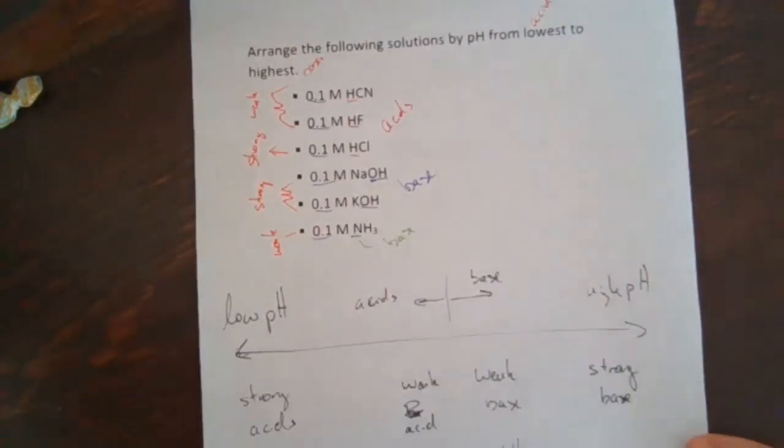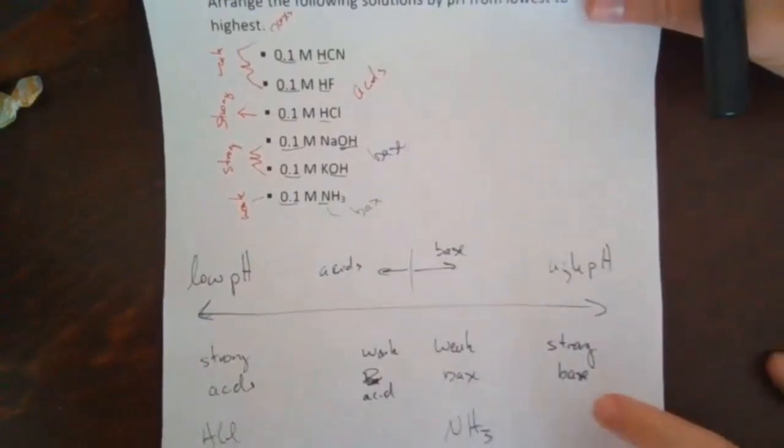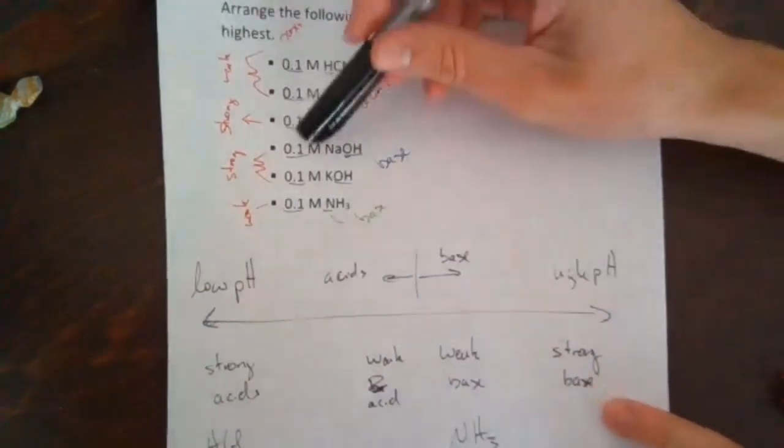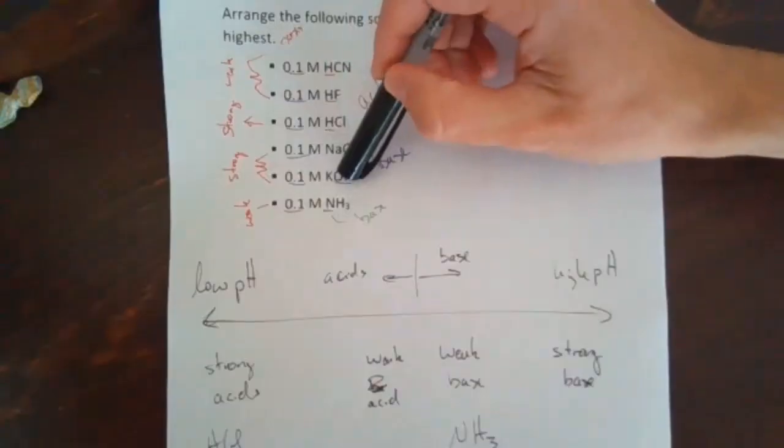So I have 2 weak acids. I'll need to figure out how to distinguish those. And I have 2 strong bases. We can classify those. So we'll start with the strong bases. So 0.1 molar NaOH, 0.1 molar KOH.